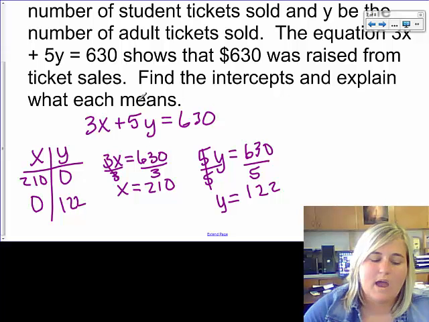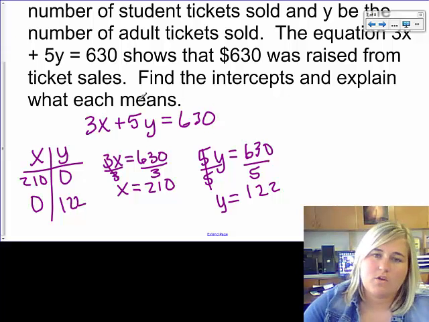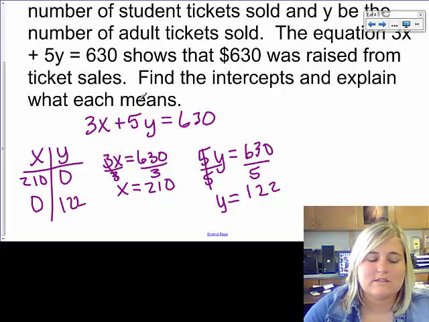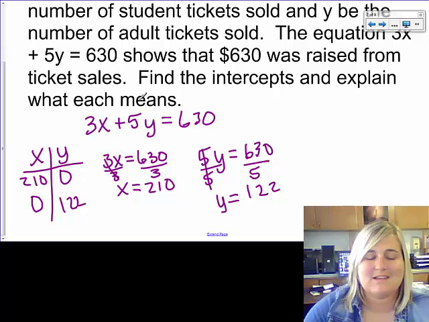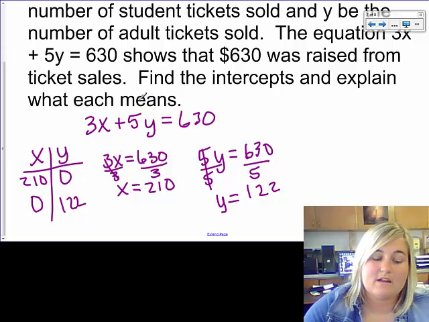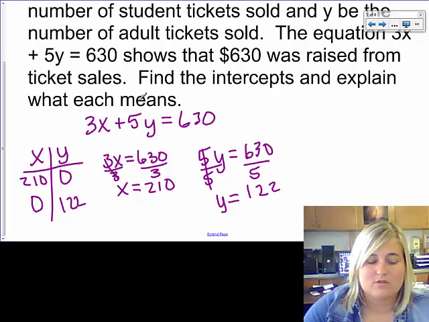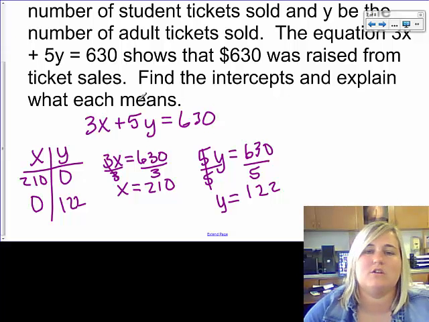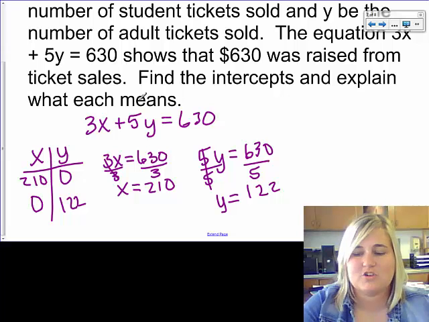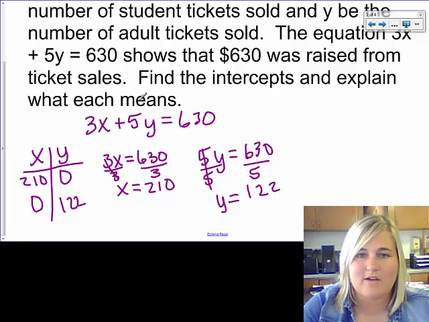Okay, and then I need to determine what these mean. It tells me that x represents the number of student tickets and y represents the number of adult tickets. So what you need to realize is that this is saying that if there were 0 adult tickets sold, for them to make $630, then they would have had to have sold 210 student tickets. Now, if they had sold 0 student tickets, for them to make $630, they would have had to sell 122 adult tickets, which tells us that since they obviously sold some of each, it's going to fall somewhere around those two numbers. It's going to have to be less than 210 for the student tickets and less than 122 for the adult tickets.